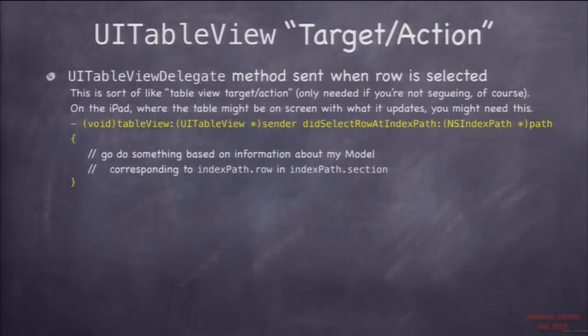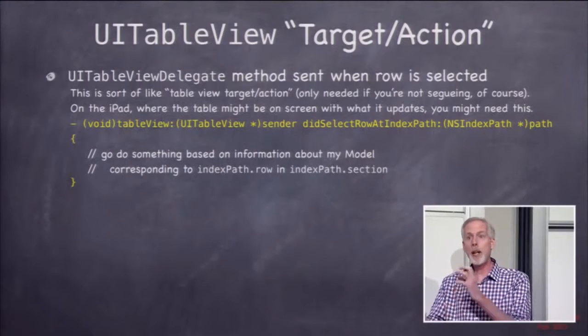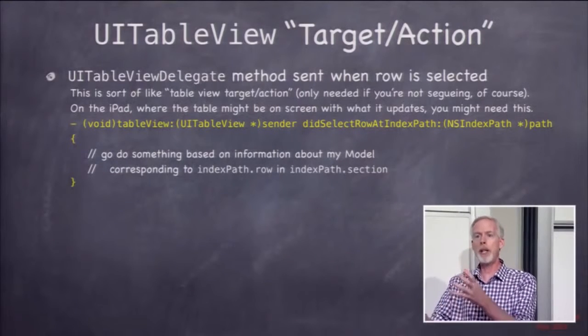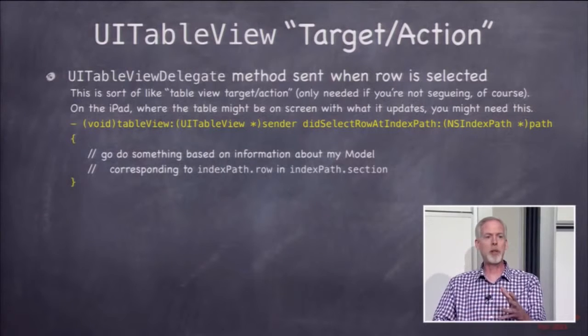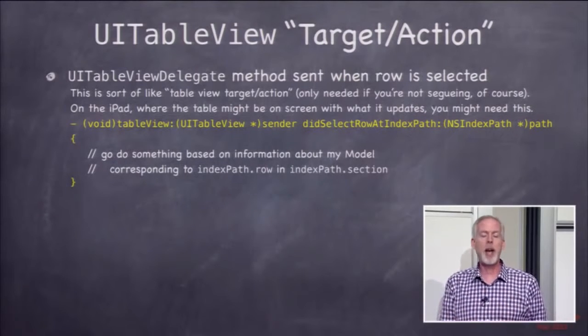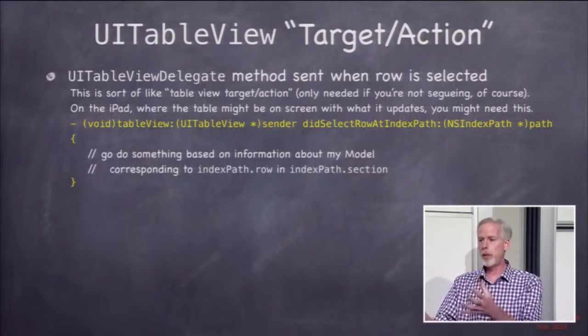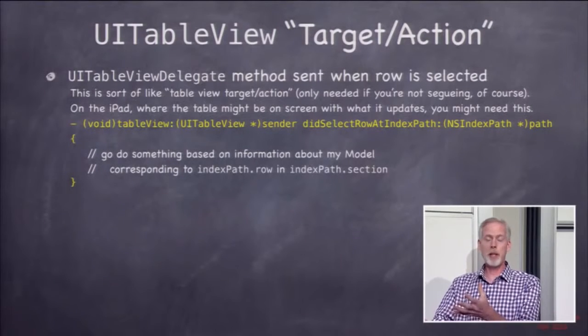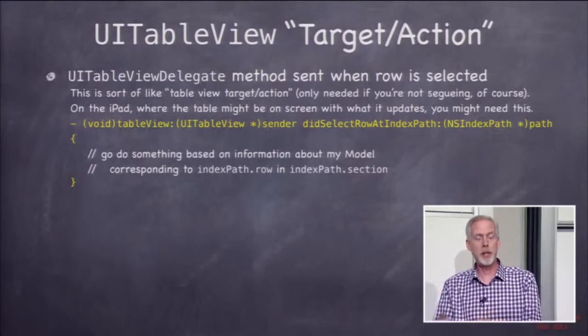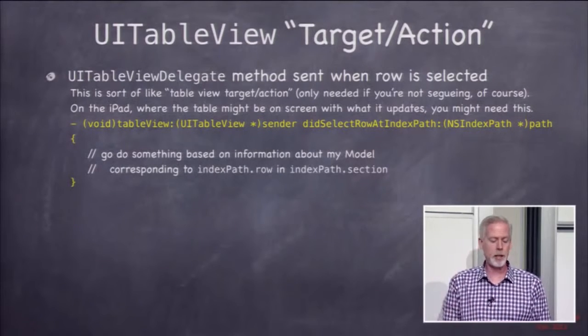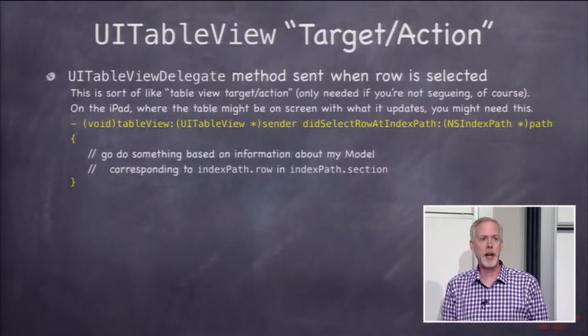Now, what would you ever do in here? Well, if you're segueing, you wouldn't do anything in here. But if you're on the iPad, when you touch on a table, maybe the thing you're updating is already on screen. You're not going to segue to it. It's already on there because the iPad's so big, it's got room to do that. And we'll see that in the demo today. We're going to have an image where we click on a table row and it shows an image. And that image viewing thing is already going to be on screen. So we don't want to segue to it. It's already there. So we just need to update it. And then we're going to do that in this method. So you can see how that works.